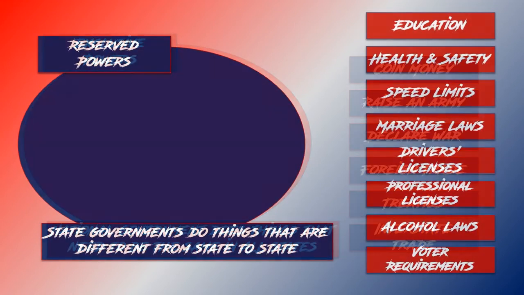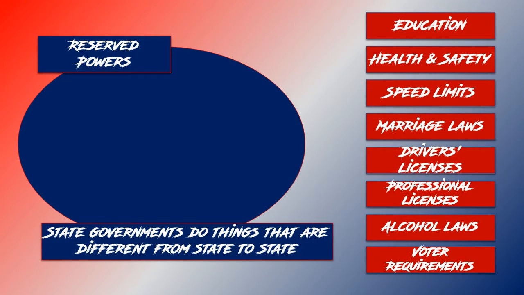Okay, so on the opposite end, we have the reserved powers. These are the things that the state governments can do. If you think about this, some of these are pretty obvious. These are things that you would notice would be different from state to state. It's not my first one on the list, but it's always the first one I talk about. Think about speed limits. Speed limits are a basic health and safety law.